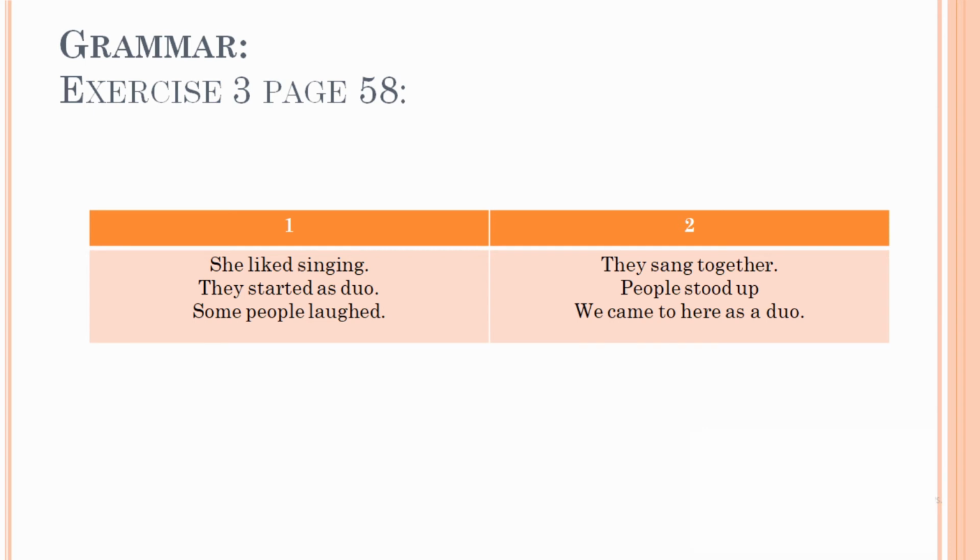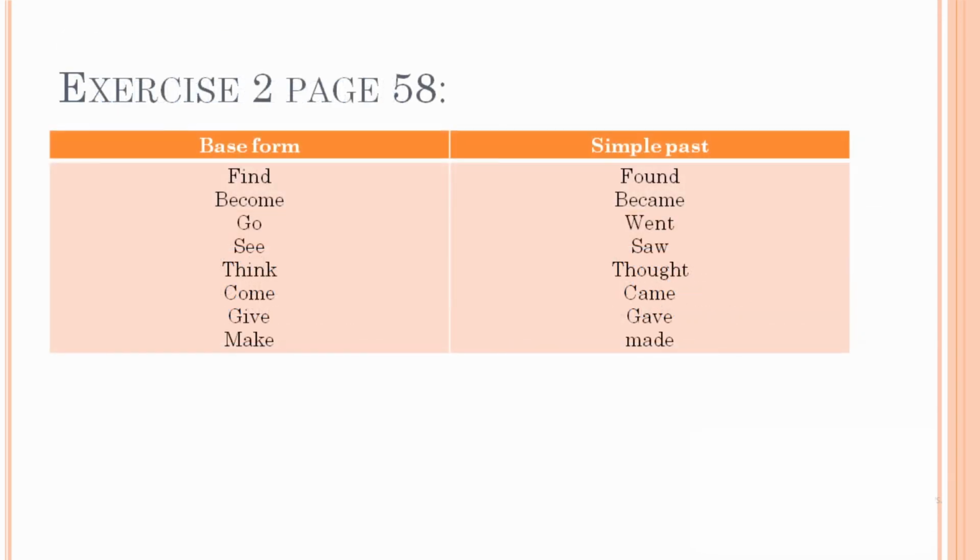And the last one, make. They made the CD, made. So now I'm going to show you the list of these verbs as I make them into a table. You can copy them if you want. So these are all the verbs we have here: found, became, went, saw, thought, came, gave, made.